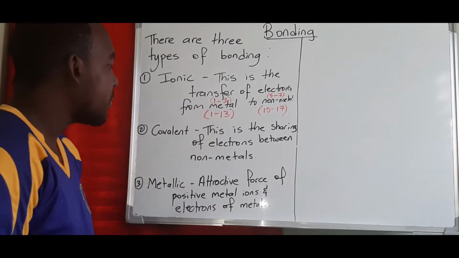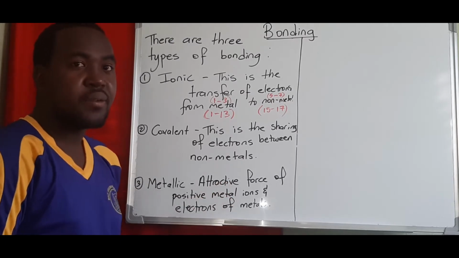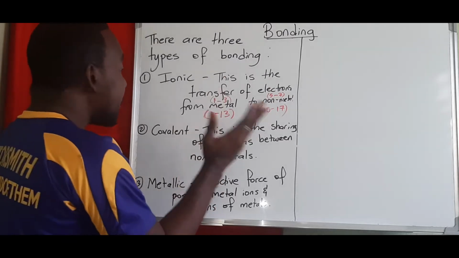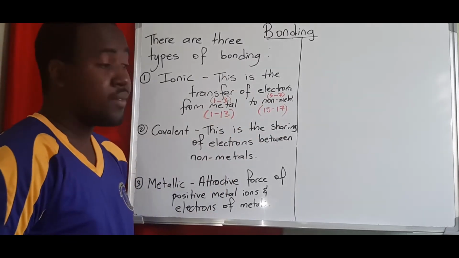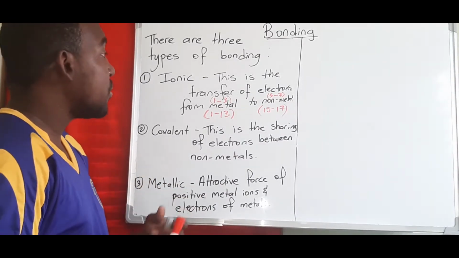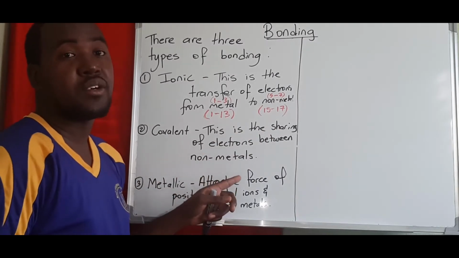And then we have covalent bonding. This is the sharing of electrons between non-metals. With covalent bonding, it only applies to atoms of non-metals, so there is no metal involved. Two or three non-metals bonded together, sharing. So the key words are sharing electrons, and it has to be only with non-metals.